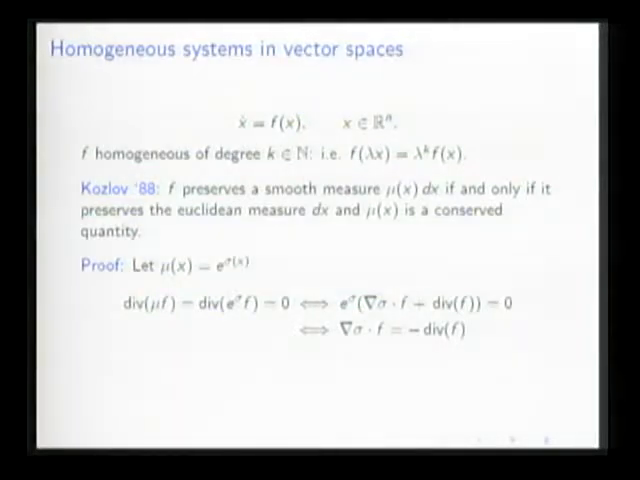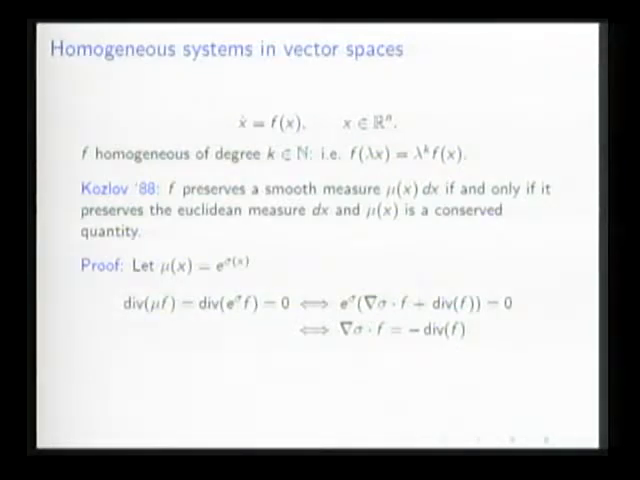Now, the condition that the divergence of mu times f is equal to 0, I can write as the divergence of e to the sigma times f equals 0. Now, if I use the product rule and identities from vector calculus, well, this is the derivative of sigma along the direction of f plus the divergence of f, all of it multiplied by e to the sigma. But e to the sigma cannot be 0, so therefore the derivative of sigma along f has to be equal to minus the divergence of f.